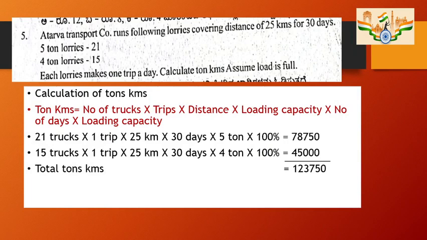Atharva Transport Company runs following lorries covering distance of 25 kilometers for 30 days. 5-ton lorries 21, 4-ton lorries 15. Each lorry makes one trip per day. Calculate ton kilometers. Assume load is full. Dear students, so this is the calculation of ton kilometers. So in that particular period, in 30 days, how many ton kilometers these trucks run.